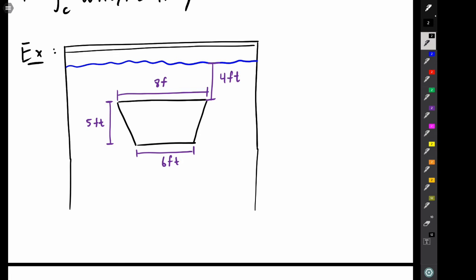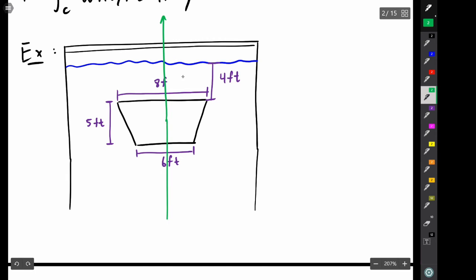Well, one thing that's really going to be helpful is if we take our y-axis to go right up the middle here. Sorry, this didn't say FT for feet. So we're going to take our y-axis to go right through the middle of this gate. This will make life a little bit easier. And we're going to take the x-axis to be right at water level.